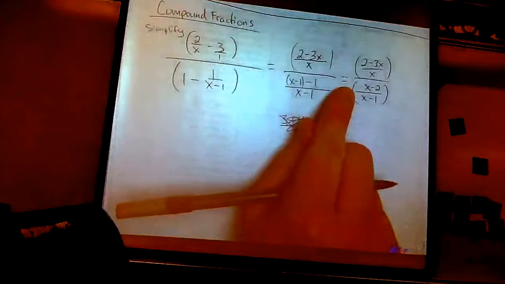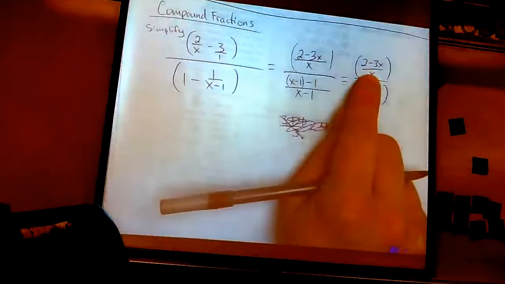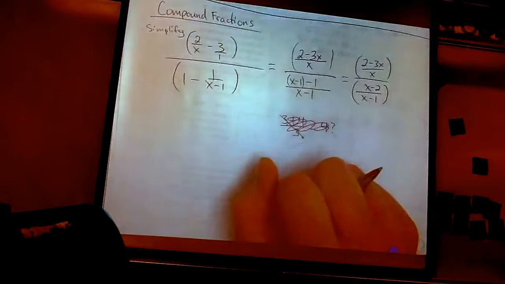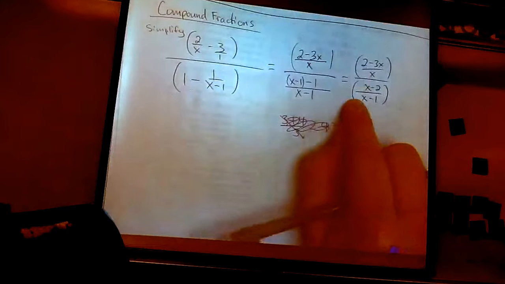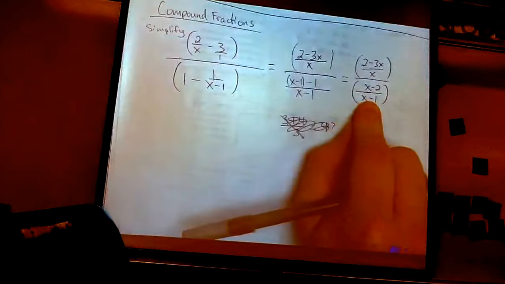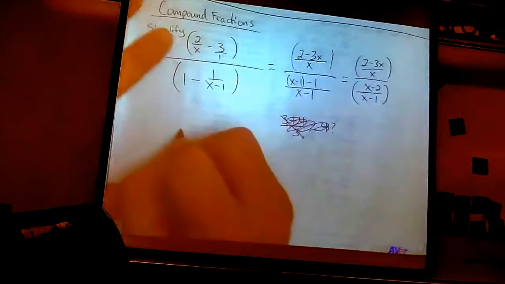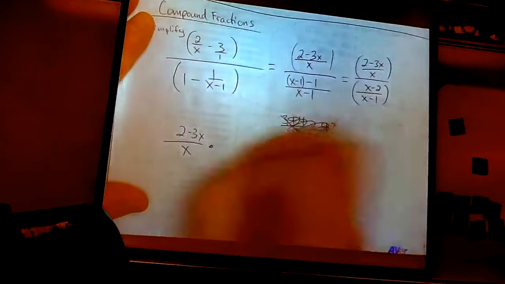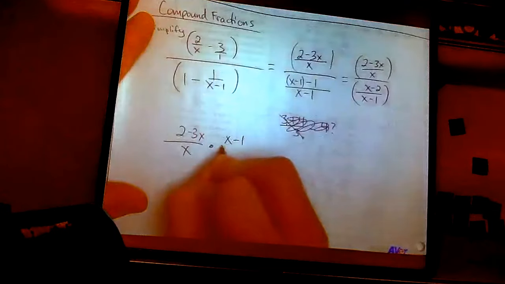Okay, now that we've got that down to a single fraction and that's down to a single fraction, flip them. Well, close. Leave the first one, change it to multiply, flip the second. So you're going to go 2 minus 3x over x times, flip that one, x minus 1 over x minus 2.